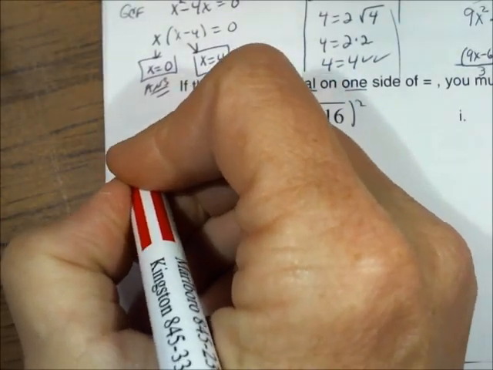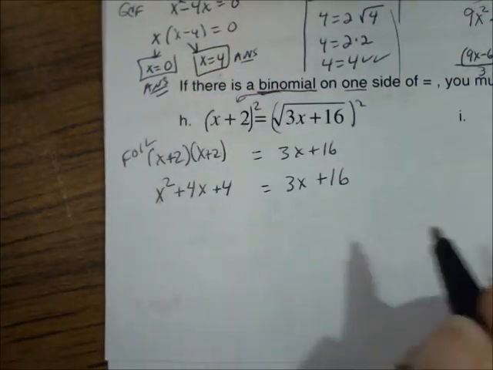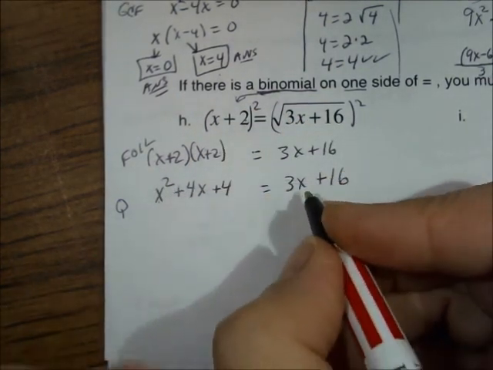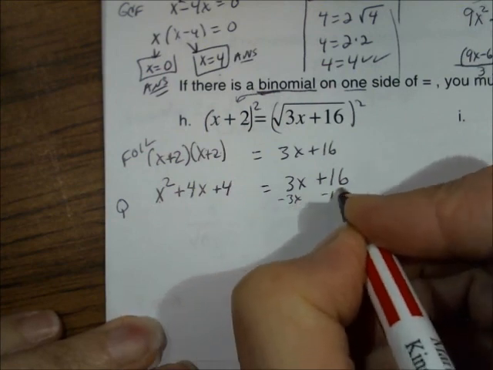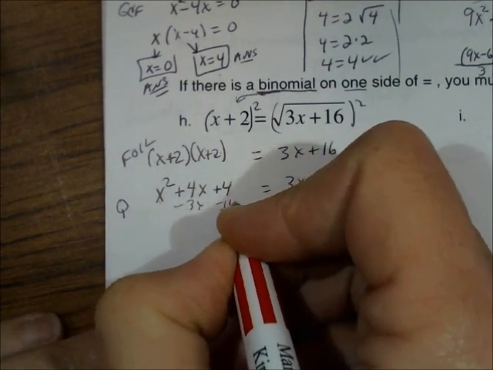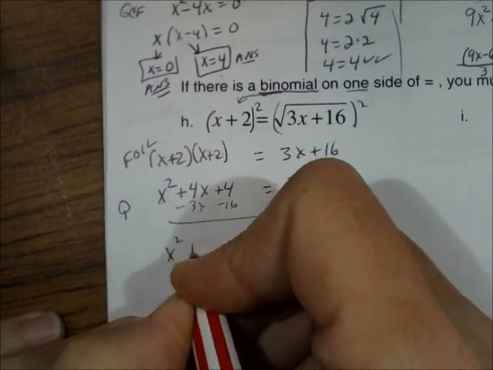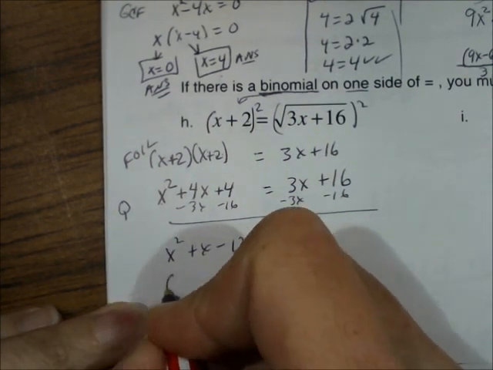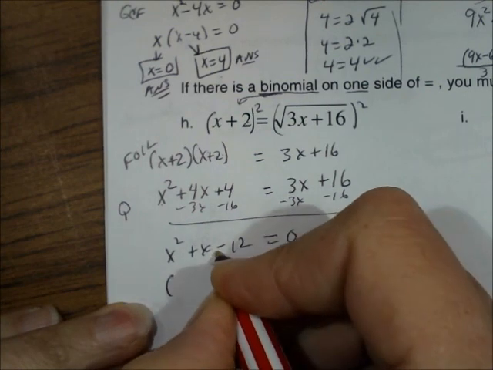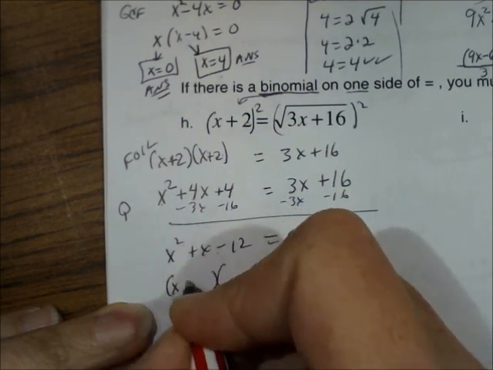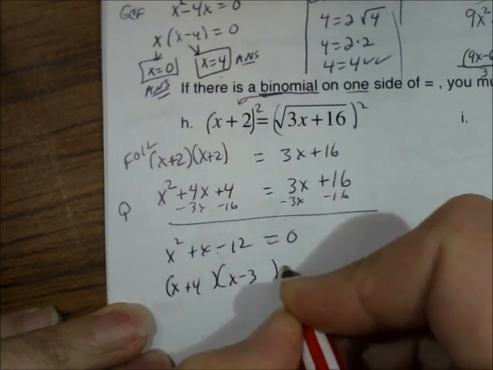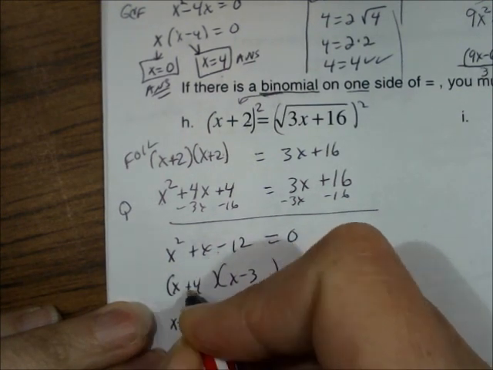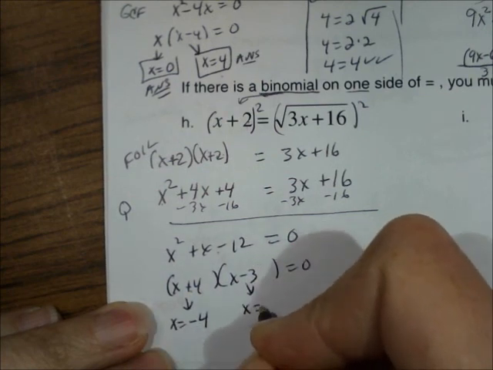Remember, this is a FOIL. This is a quadratic. I'm going to put Q for quadratic because x is squared, so that means you have to subtract 3x and 16 from each side. And you get x squared plus x minus 12 equals 0. Factor it. Factors of negative 12 that add up to 1 are positive 4 and negative 3. So x has 2 answers. X equals negative 4 here. X equals positive 3 here.